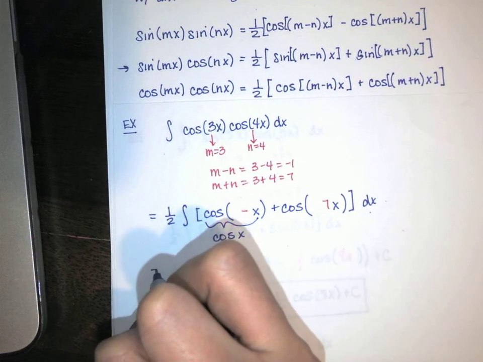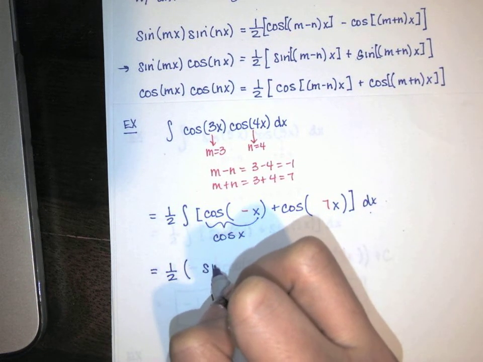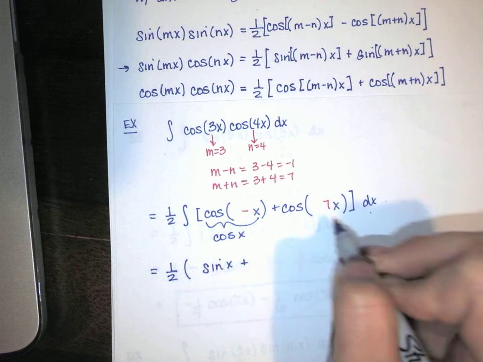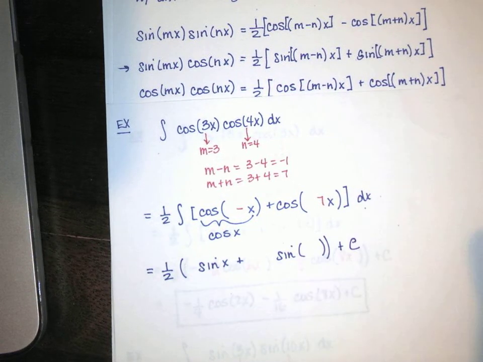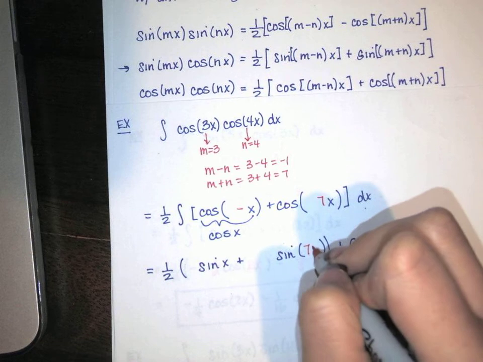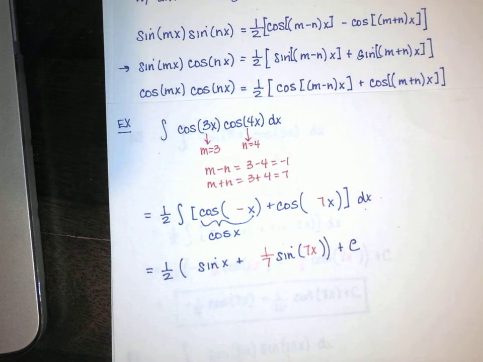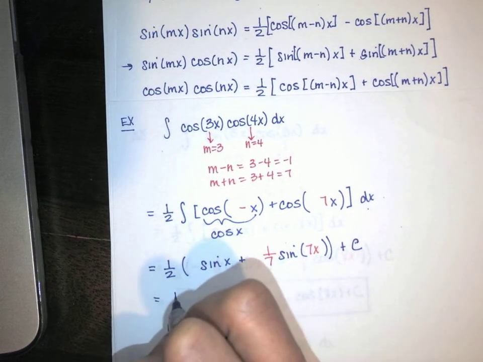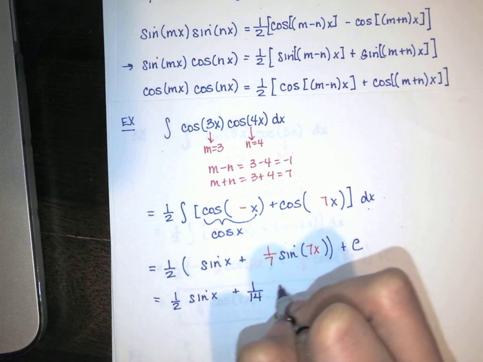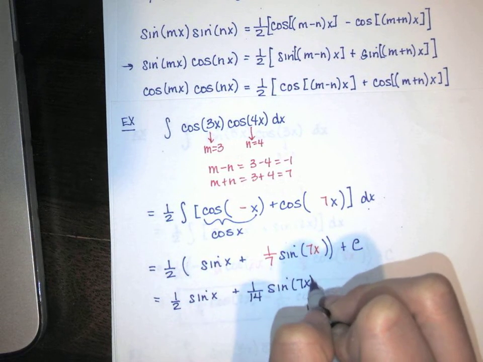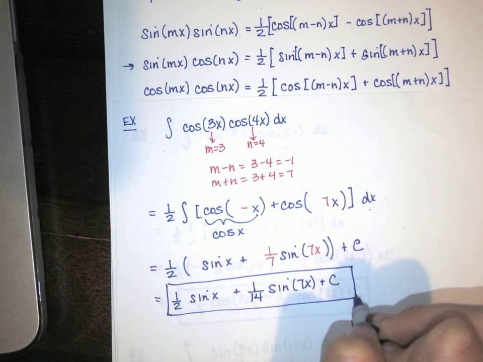All right, so now we can take our antiderivative. Antiderivative of cosine is sine. Antiderivative of cosine of 7x is sine of 7x. There's a kx inside, so we divide by the k. That's our answer. It's just not simplified. We get that.